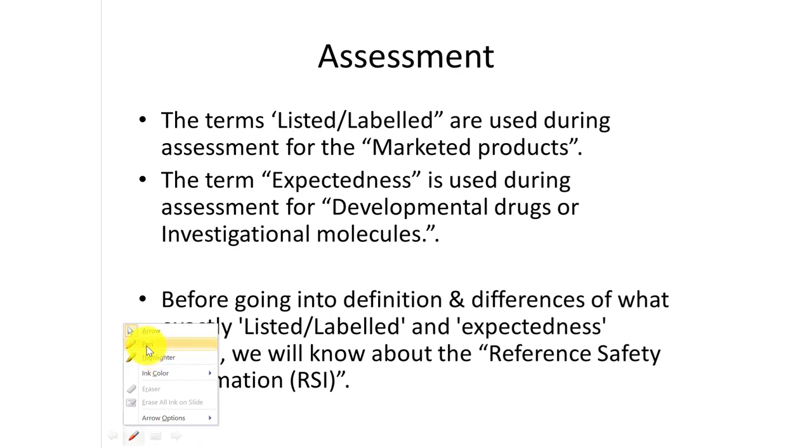So if we see here, the term listed or label is used during the assessment of a marketed product. So this is generally the difference from expectedness. We'll see it in detail. But listedness, labeledness is for marketed products, those already on the market. And expectedness is generally used for developmental drugs, those in clinical trials, a new molecule. Because for listed or label, you have to already refer, while for expectedness, you are expecting that these adverse events may occur with this drug, because that drug is completely new in the market. So we're just expecting that part.